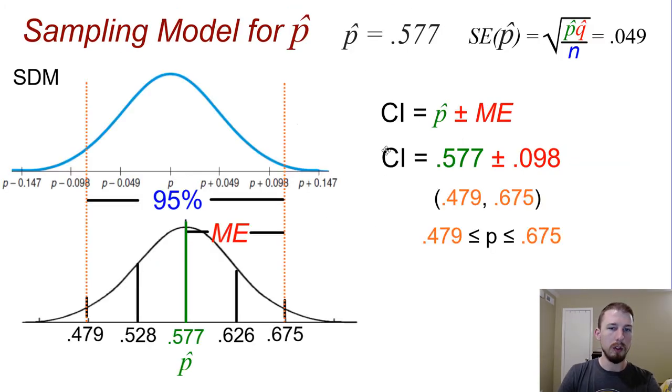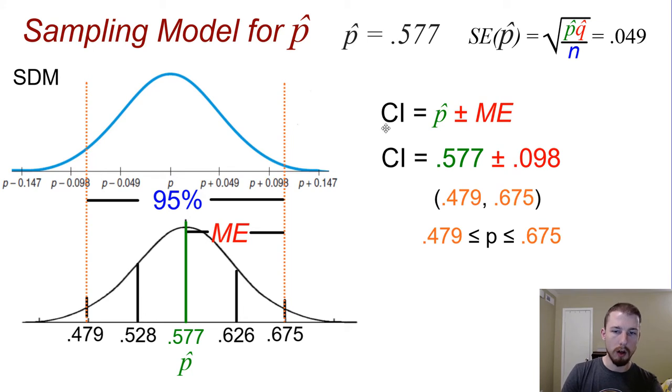So our sampling distribution model for our sample, which was our p hat of 57.7%, has a standard error. The standard error is called standard error because it's not coming from the true proportion, it's coming from our sample proportion, which we know has error in it because we know it's varying about 5%. So that's going to be 0.049, or 4.9%.